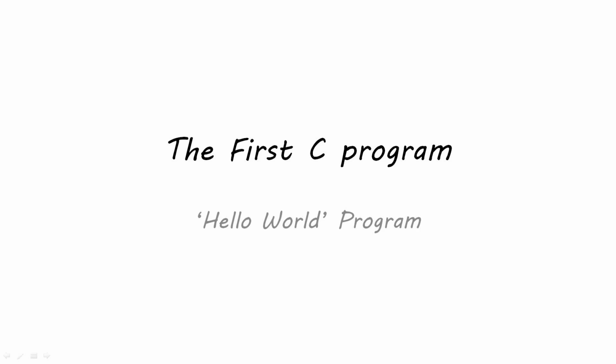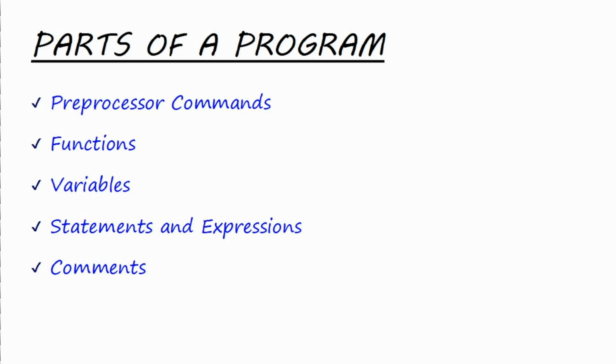Before starting, we should know how to make the structure of our program. Almost every C program is divided into 5 parts: preprocessor commands, functions, variables, statements and expressions, and comments. I'll explain as and when we'll use each one of them. And since this is our first program and the simplest one, we'll be using only 3 parts.